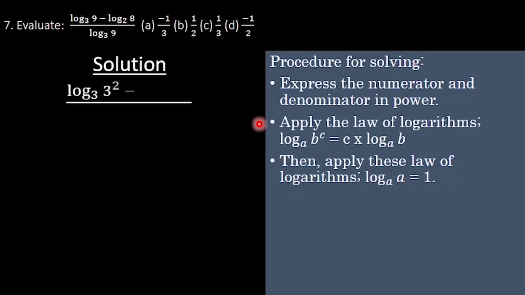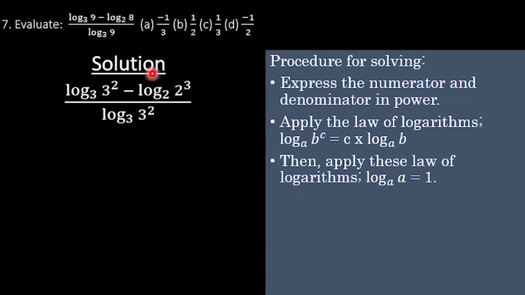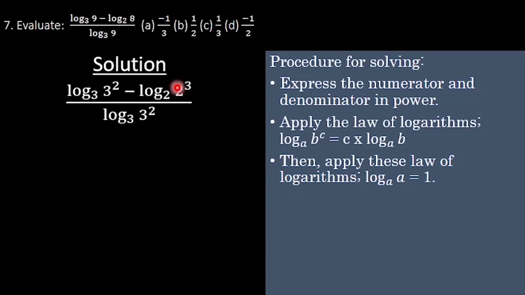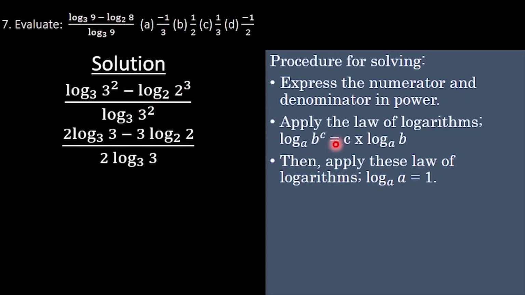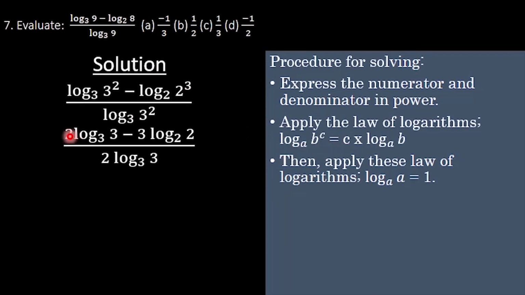Let's check the solution. The first step is to express the numerator and denominator in power. To express 9 in power, we are going to have 3 squared. 8 in power, we are going to have 2 raised to power 3. To express 9 in power, we are going to have 3 squared as well. So we apply this law of logarithms. We now have 2 log 3 base 3 minus 3, this power will come to this side, 3 log 2 base 2, divided by the power here, we bring to the front. We now have 2 log 3 base 3.